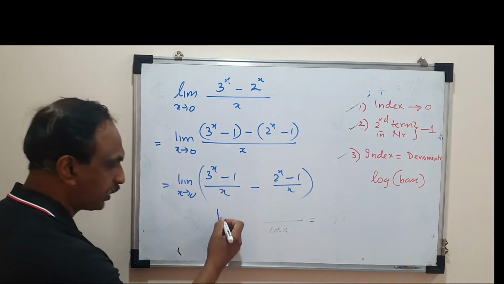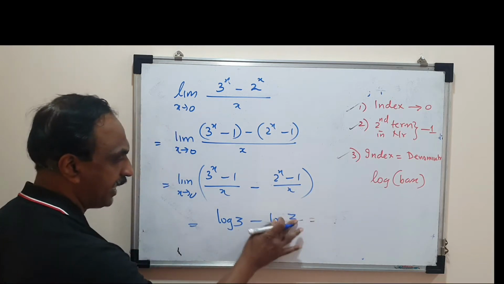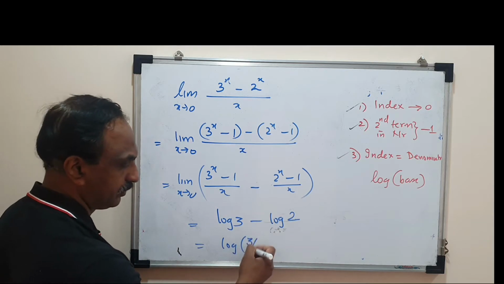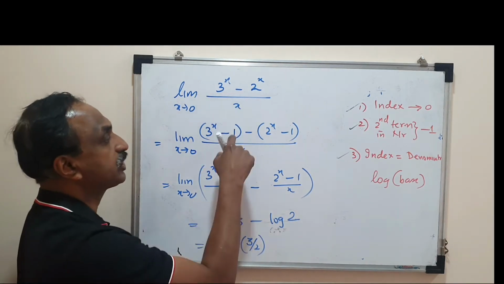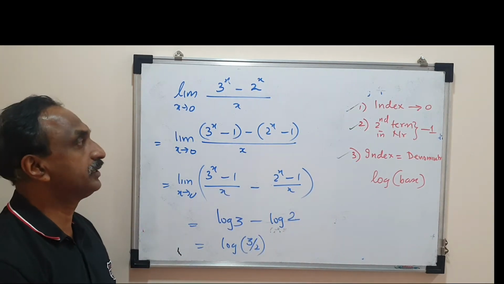So this became log 3 and this became log 2, and hence my answer is log 3 by 2. So this is my second type of problem where minus 1 is missing in the answer. Note that there are two kinds of problem in this.